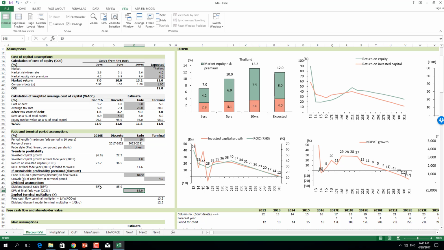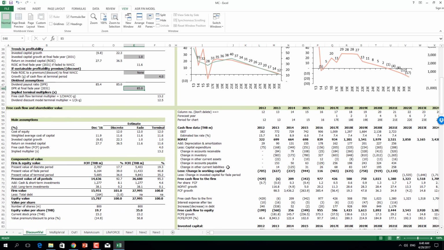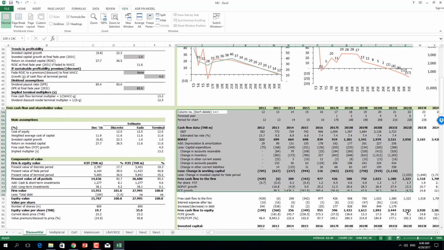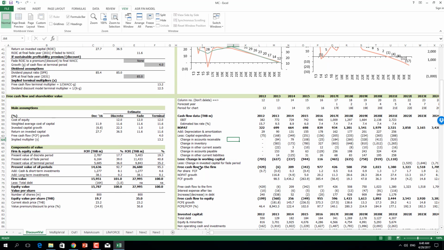Then we can look at the current dividend payout ratio and any changes we may make to, say, the final fade period. It would be some amount, and then from that you're going to get an output. That output is the free cash flow statement. So free cash flow to the firm, we can see right here, and here's free cash flow to equity, which we can see right here.